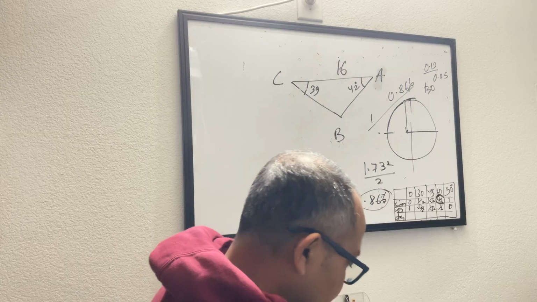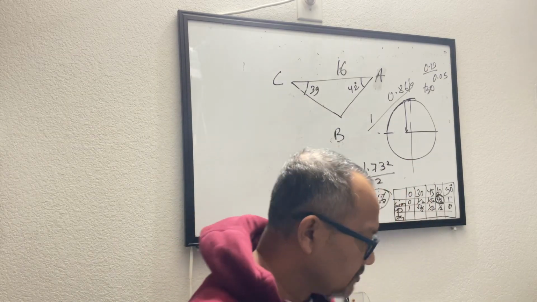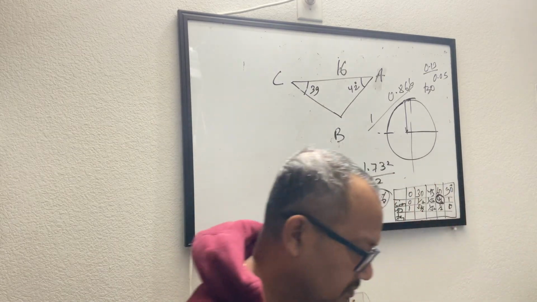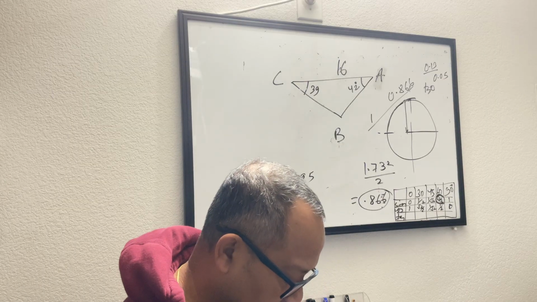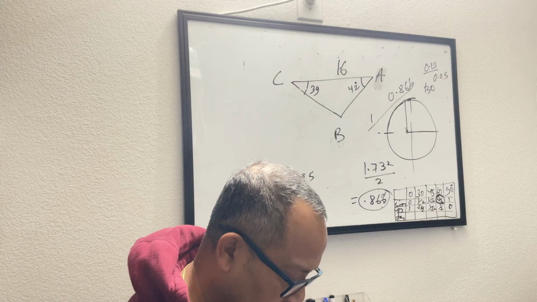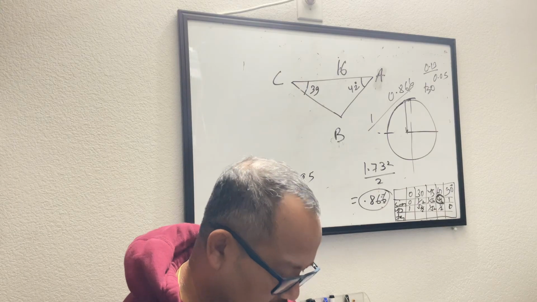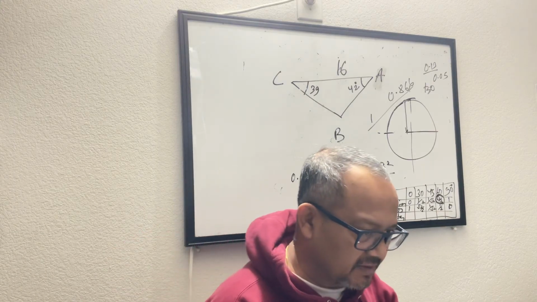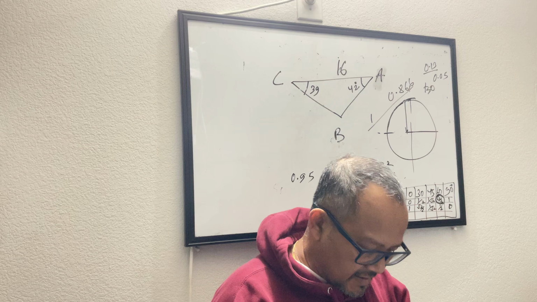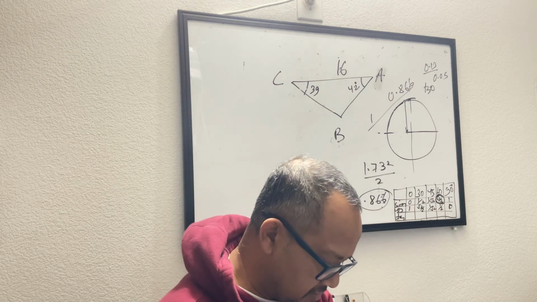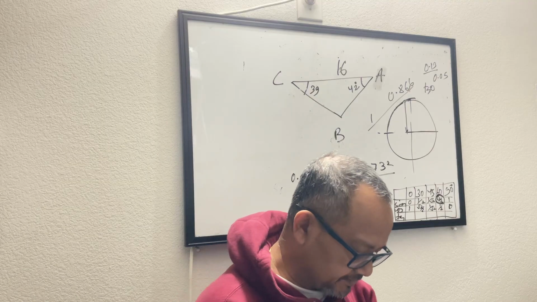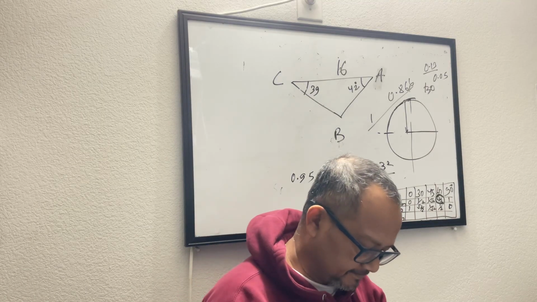Okay. And now I found out that sine of 99 over 16 is equal to sine of 42 over CB. So do I just cross multiply it and get the answer? Okay, yeah, that's it. I got it. I just need to practice on the table more. I'm learning sines.